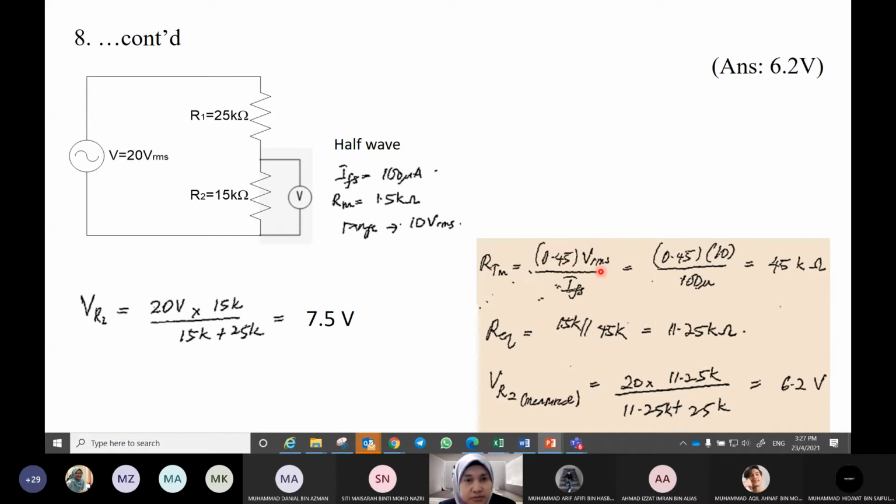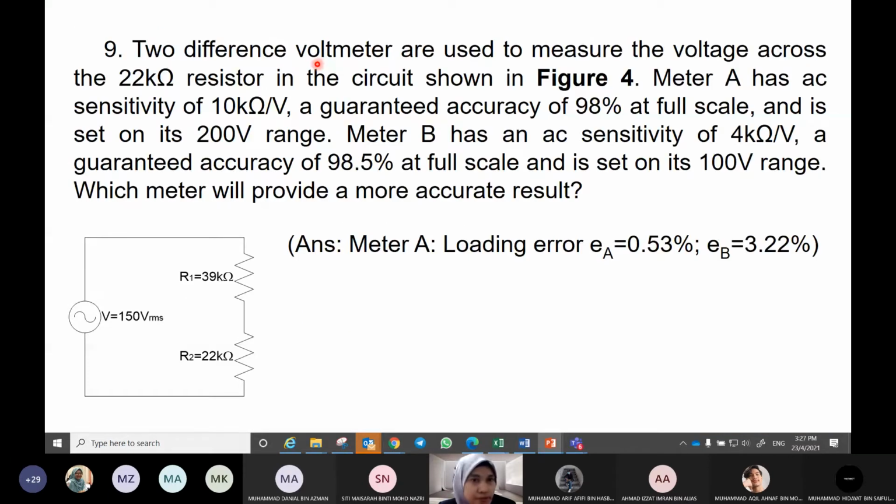Okay, we continue to number 9. Two different voltmeters are used to measure the voltage across the 22 kilo ohm resistor in the circuit. Meter A has AC sensitivity of 10 kilo ohm per volt, a guaranteed accuracy of 98% at full scale, and is set on its 200 V range. Meter B has an AC sensitivity of 4 kilo ohm per volt, a guaranteed accuracy of 98.5% at full scale, and is set on its 100 volt range. Which meter will provide a more accurate result?